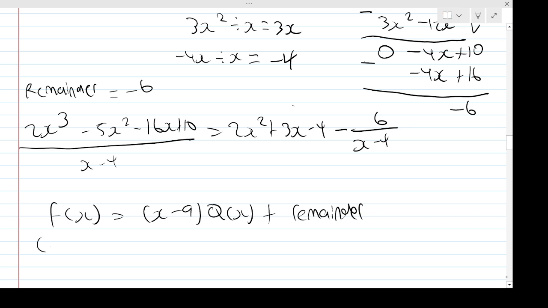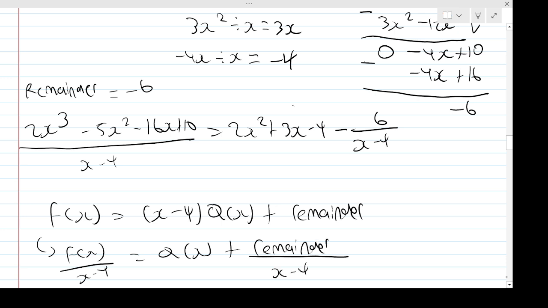If we then divided by x minus 4, f of x over x minus 4, we then get the quotient q of x, because dividing that by x minus 4 just gets rid of that and you're left with q of x, the quotient function, and then the remainder number over x minus 4. But that's what we got. We got the quotient q of x, and then the remainder of minus 6 over x minus 4.